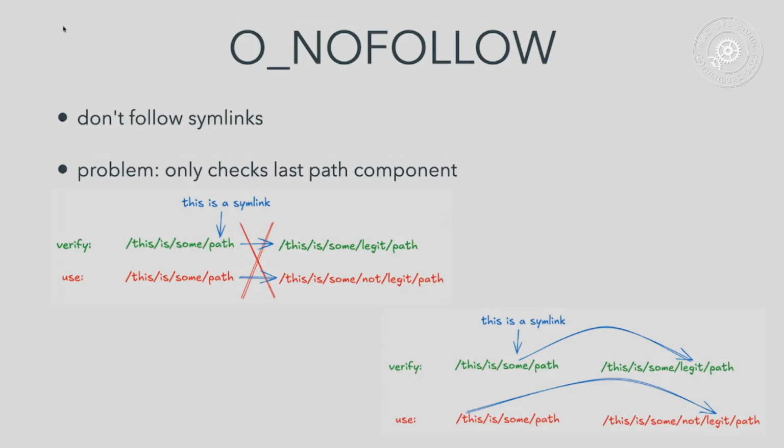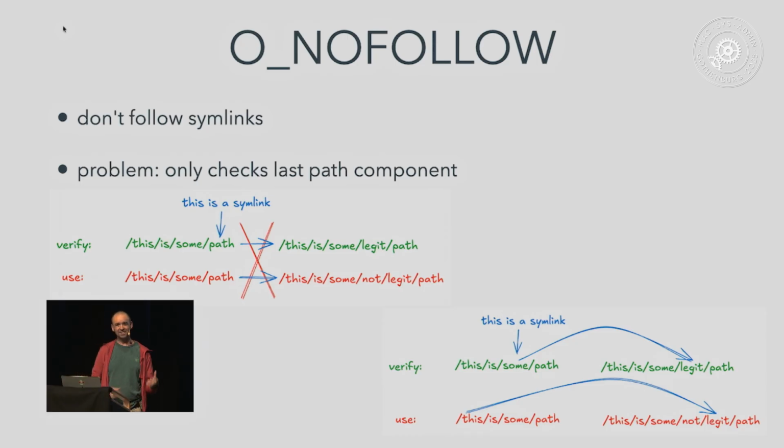Apple has an O_NOFOLLOW flag, which means don't follow symlinks. The problem is that this flag only checks the last component in the path, if the last component is a symlink. If I go back and make a directory, like the middle part, a symbolic link, this doesn't care. So I can still play around with symbolic links.